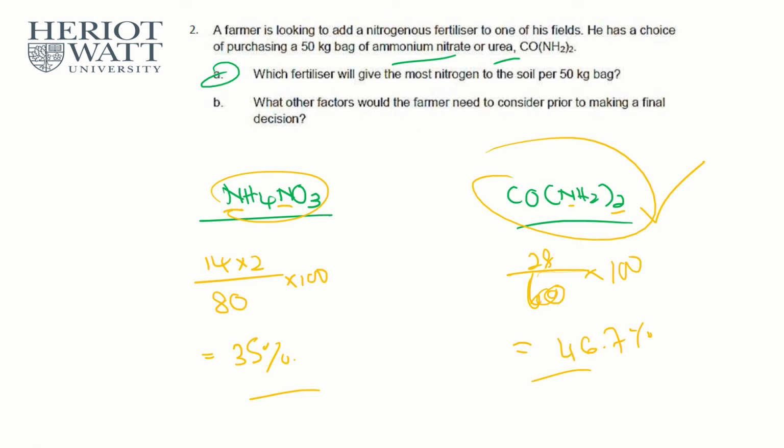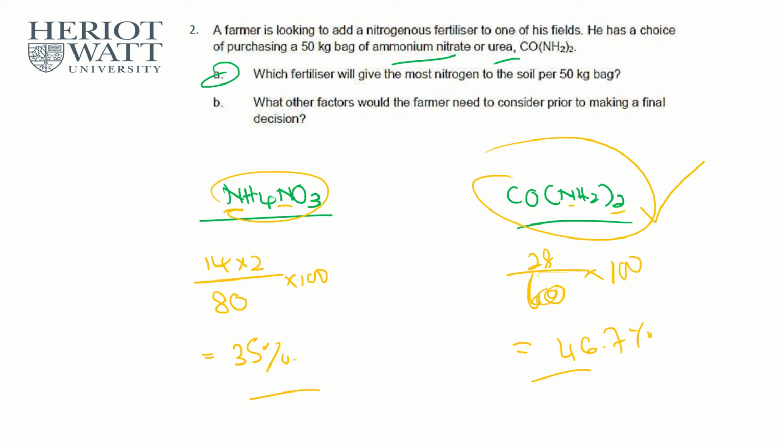And for B, guys, what other factors will the farmer need to consider prior to making a final decision? Other than calculating the nitrogen content, what are we supposed to consider? In reality, the first thing to consider is the price. Am I right? The cost. Which one is cheaper? We use that.